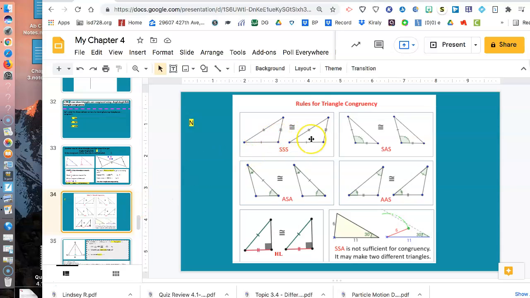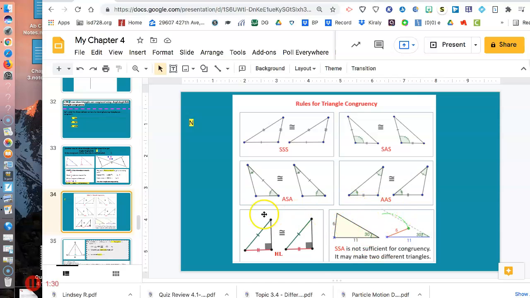Here's our side, side, side. Here's our side, included angle, side. It's the angle smashed between the two if you were on a walk. Somebody said it's like the Pac-Man. Then we had our angle, side, angle, where the side was the road between the 2 angles. And today we're going to be doing our angle, angle, side.